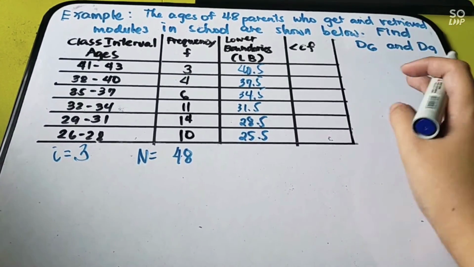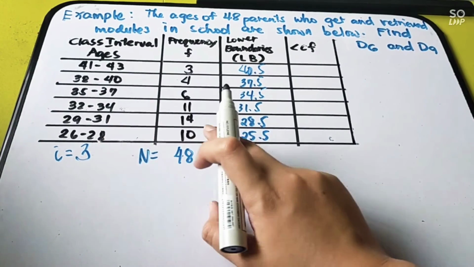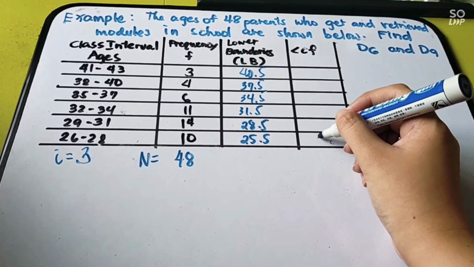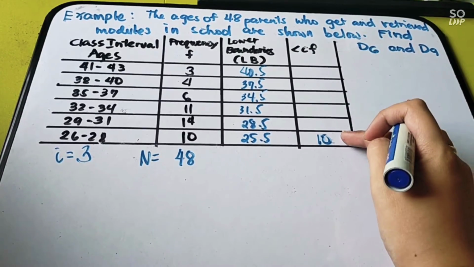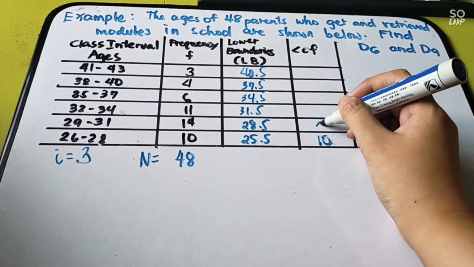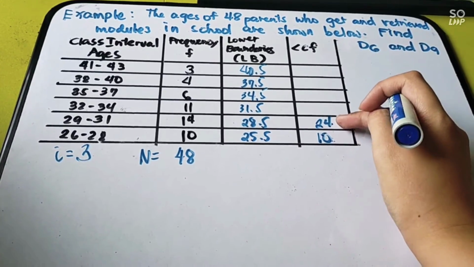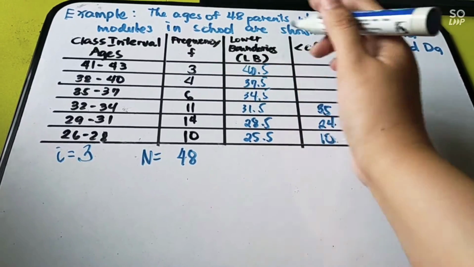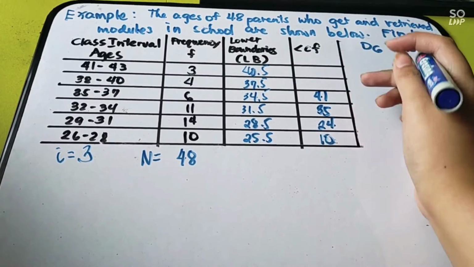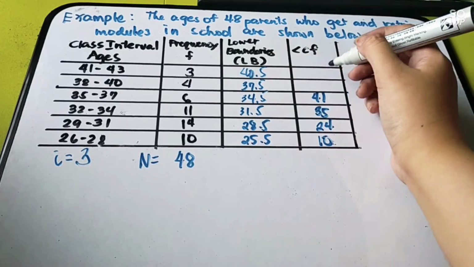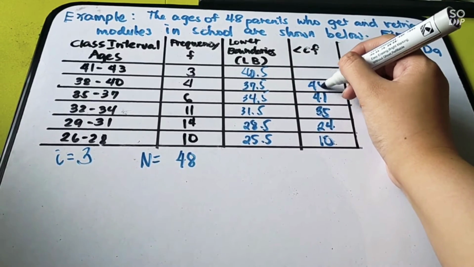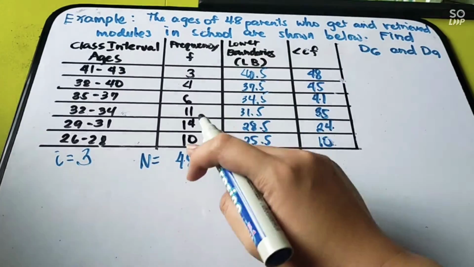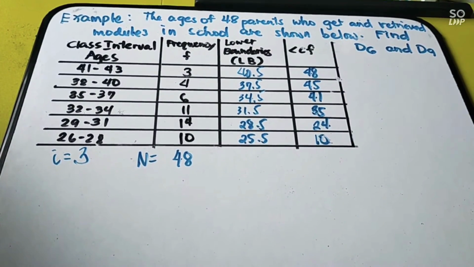Next, less than CF. Start ka sa pinakamababa. Then, just copy the frequency dun sa pinakamababang interval. We have here 10. Then, add 10 plus 14, the answer is 24. 24 plus 11, the answer is 35. 35 plus 6, the answer is 41. And 41 plus 4, the answer here is 45. 45 plus 3, the answer is 48. Ayan, total, we have here 48.